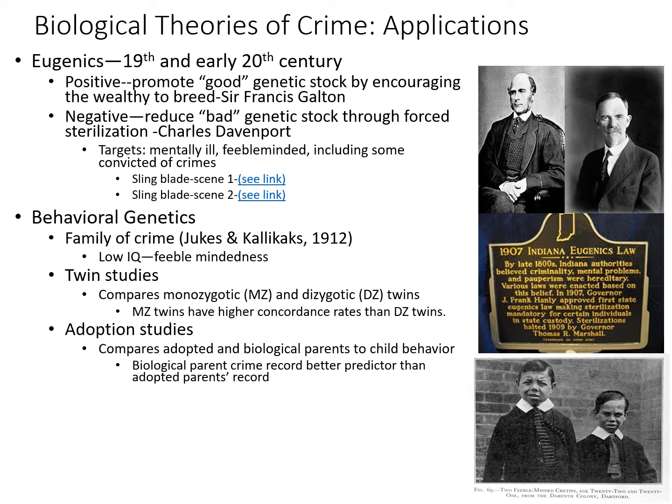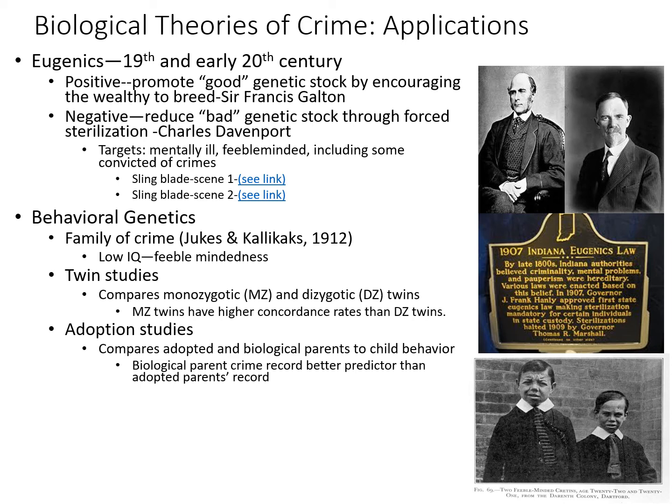Well, it turns out that monozygotic twins have higher concordance rates than dizygotic twins, meaning that their criminal tendencies are more similar to one another than dizygotic twins' are, suggesting that your biology plays a role in your criminal tendencies. There are also adoption studies that compare adopted and biological parents to child behavior, and this finds that biological parent crime records are a better indicator than adopted parent records.